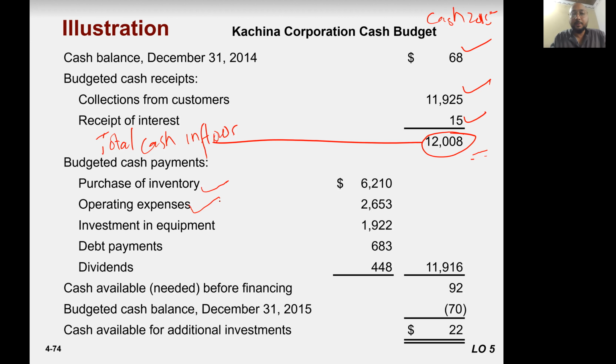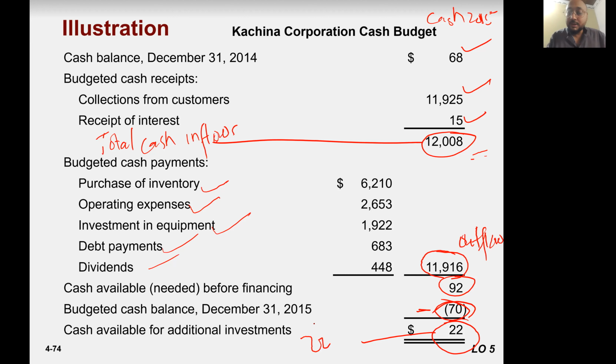And write down all the payments. Purchase of inventory, operating expense, investment, debt, dividends. You don't see any net income here. Right? So this is total outflow. So inflow after outflow is 92. So that meets our requirement for having 70 million. Yes, we do have. And how much extra do we have? 22 million. So that 22 million we can use for investment, for business expansion, for giving loans to our employees, for house construction and whatsoever.